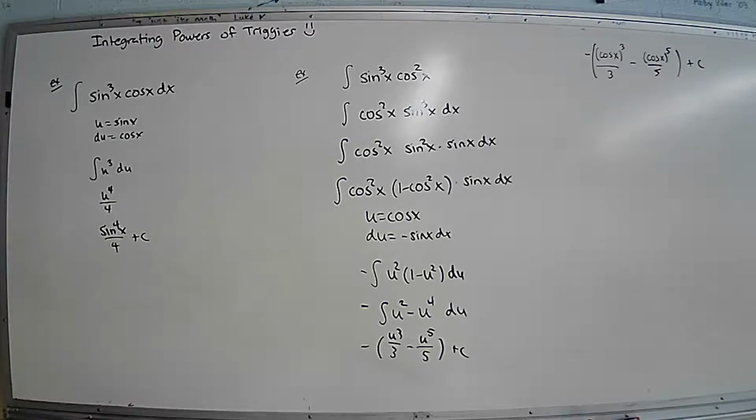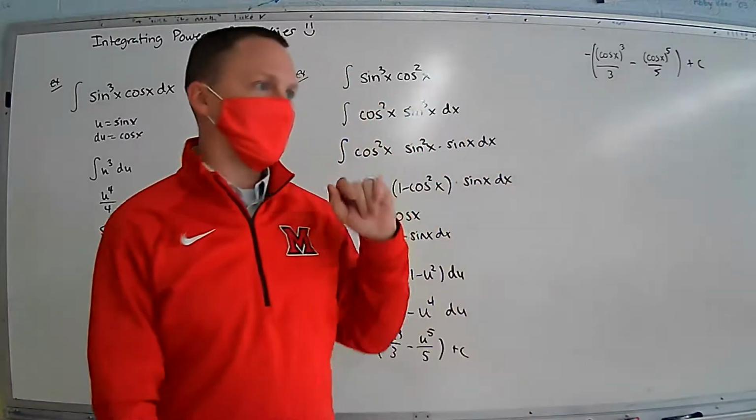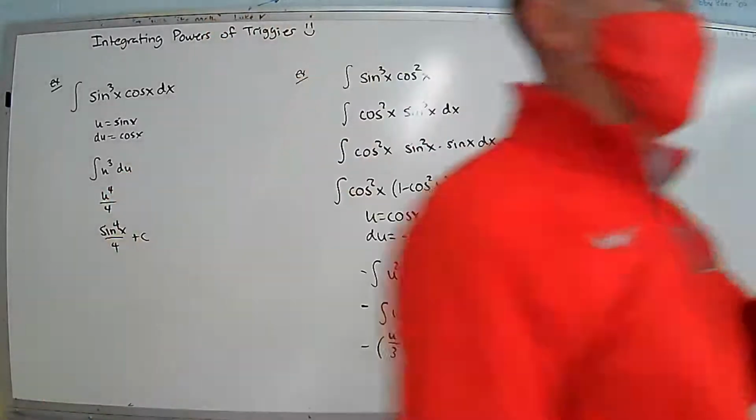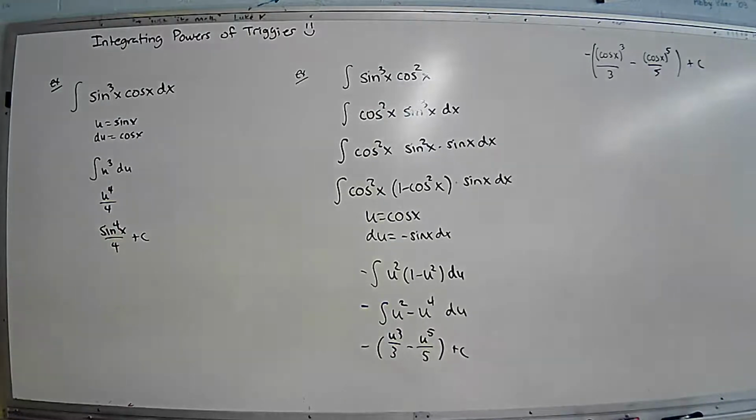So we're probably going to get to that one. But what was the strategy there? What was the strategy that we used? I had powers of trig functions, right? The goal was to get it all in terms of cosine and then use that sine as the du. You see how we did that?